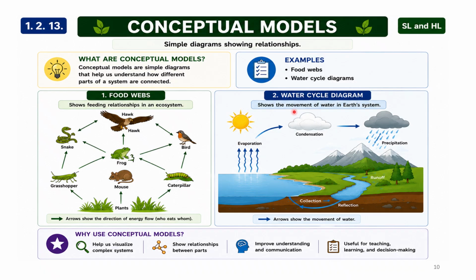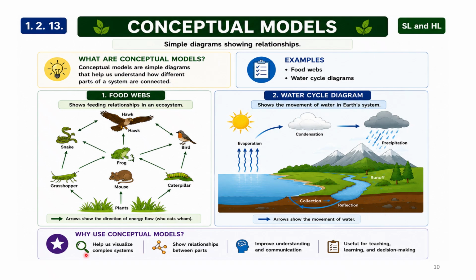Another example is the water cycle model. Solar energy drives evaporation, water vapor condenses into clouds, and precipitation returns water to Earth's surface. Water then moves through runoff, infiltration, and collection before the cycle repeats. This model illustrates the movement of water between different environmental stores.